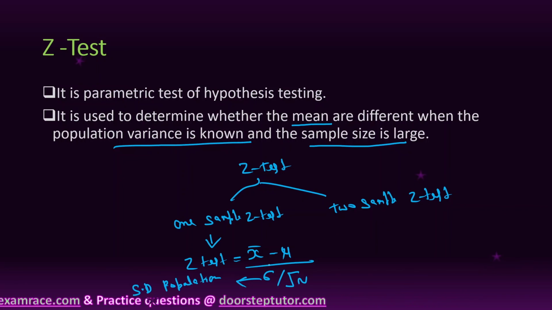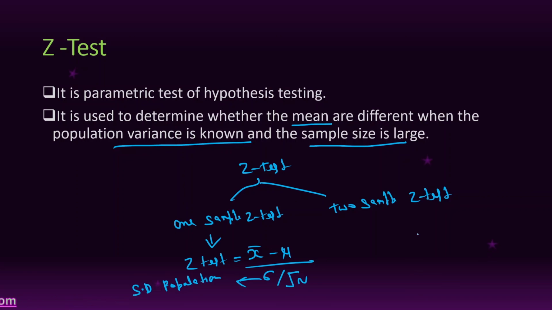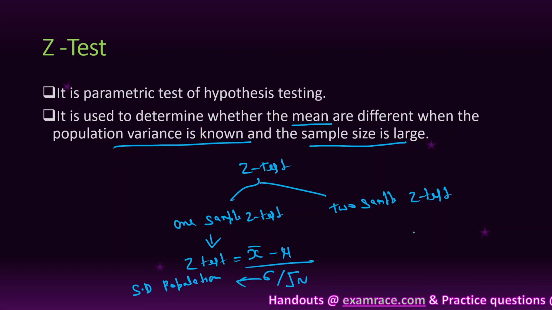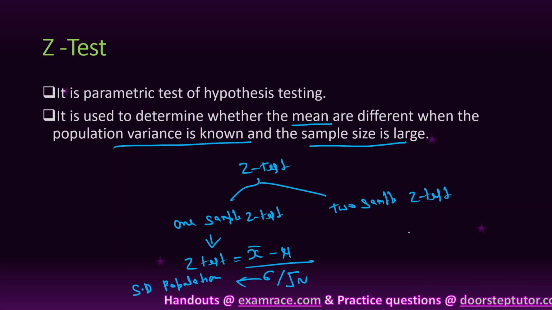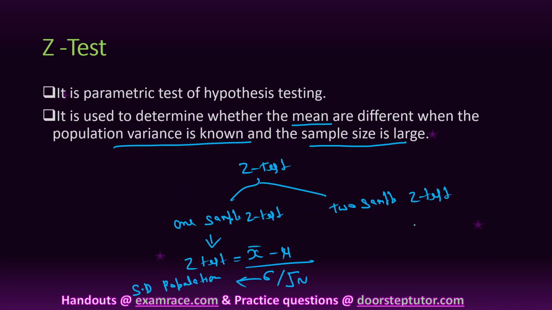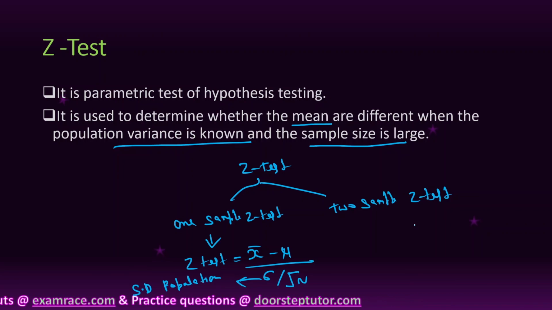And the two sample z-test formula is also similar to that of the two sample t-test, but the only difference is that here also the standard deviation used is that of the population, but in the t-test the standard deviation used is that of the sample. Understood? So these are the differences between t-test and z-test.